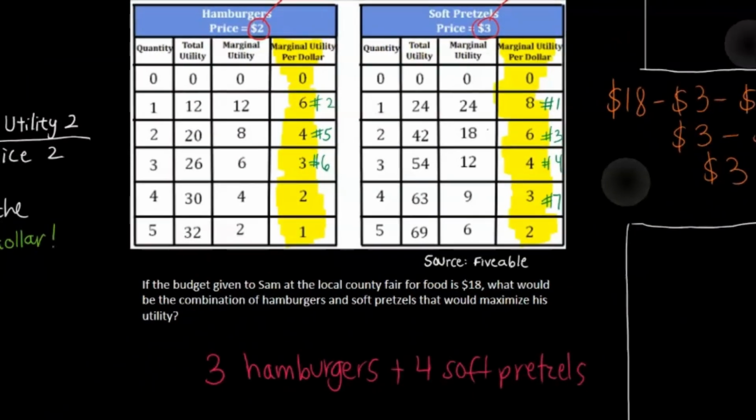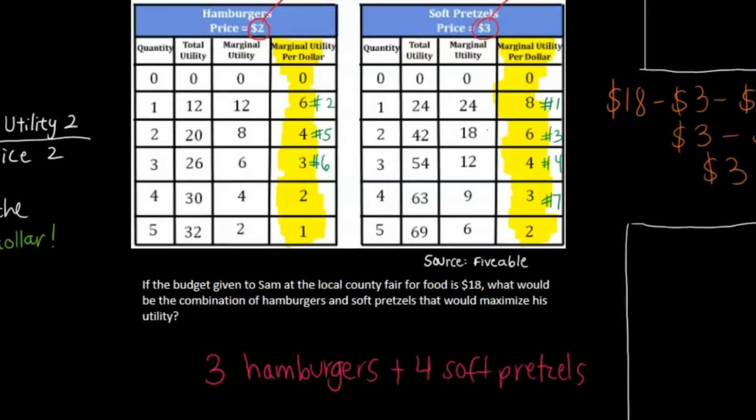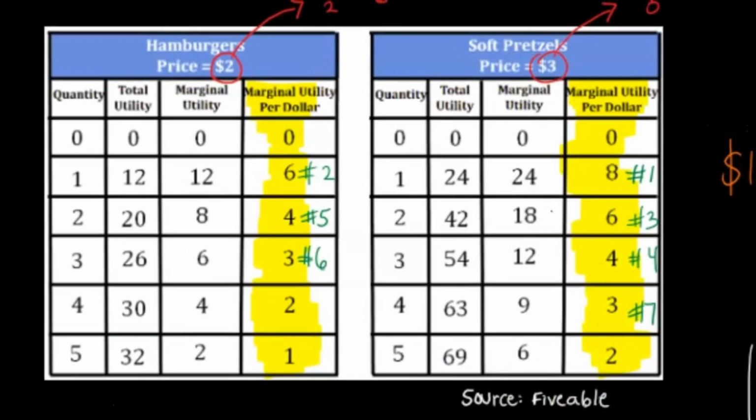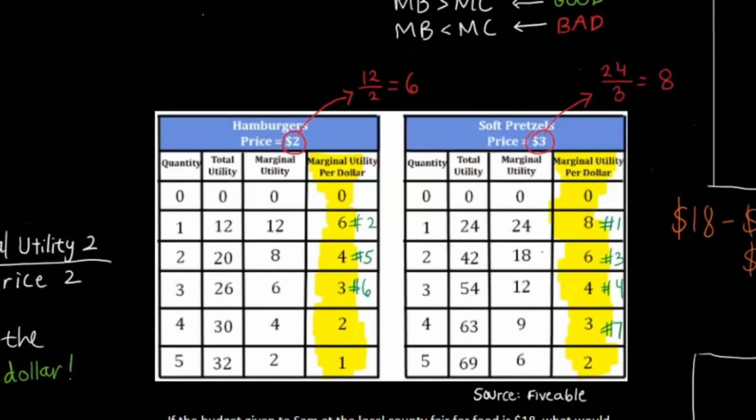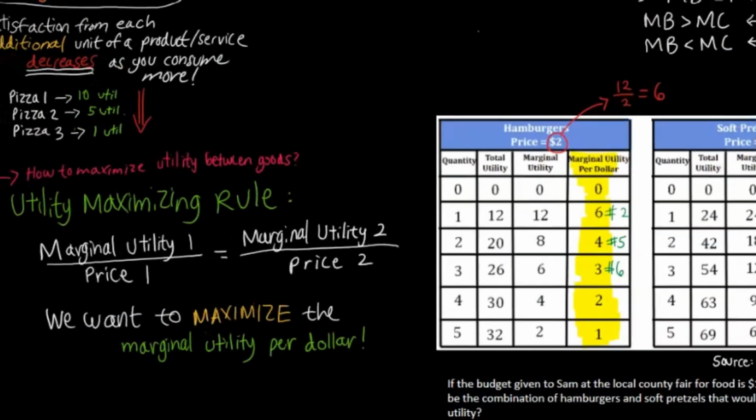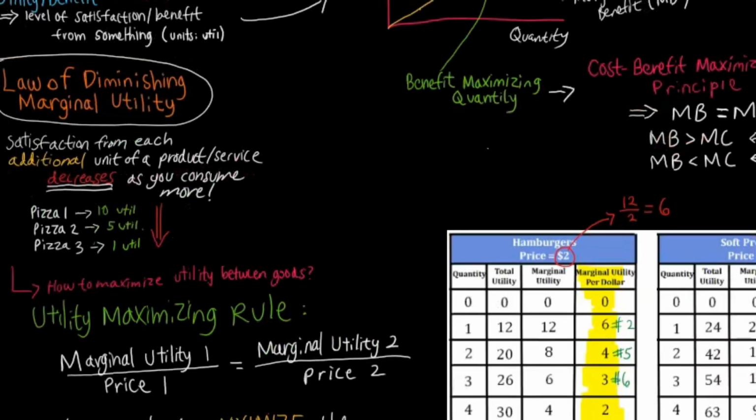So now you can see that we have a final answer of 3 hamburgers, which you can see on the left side there, and 4 soft pretzels on the right side there, where I spend all my budget, right? I spend my entire $18 budget, and I also maximize my marginal utility per dollar going down, right? I'm getting the most bang for my buck here. I'm getting the most satisfaction in terms of marginal utility.